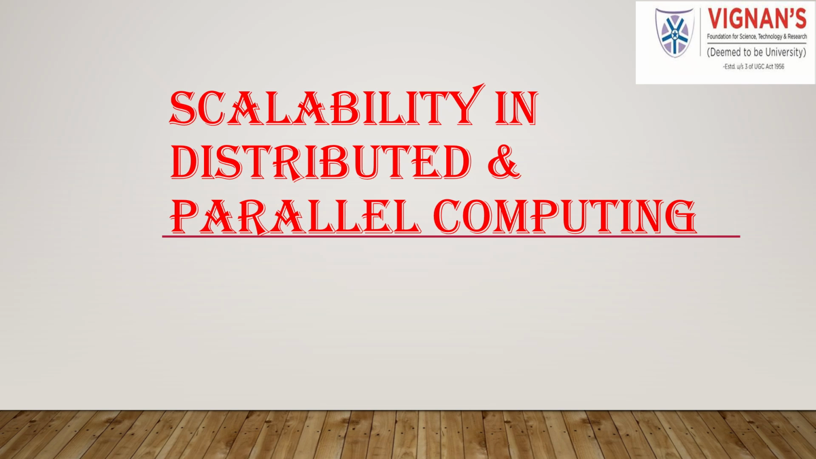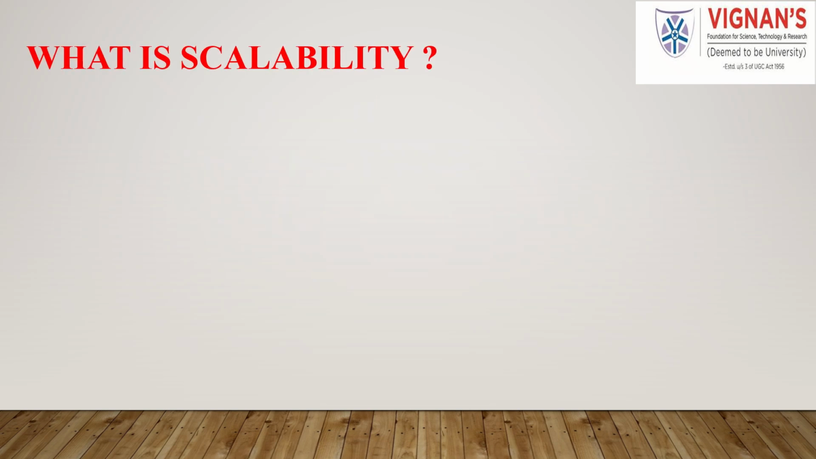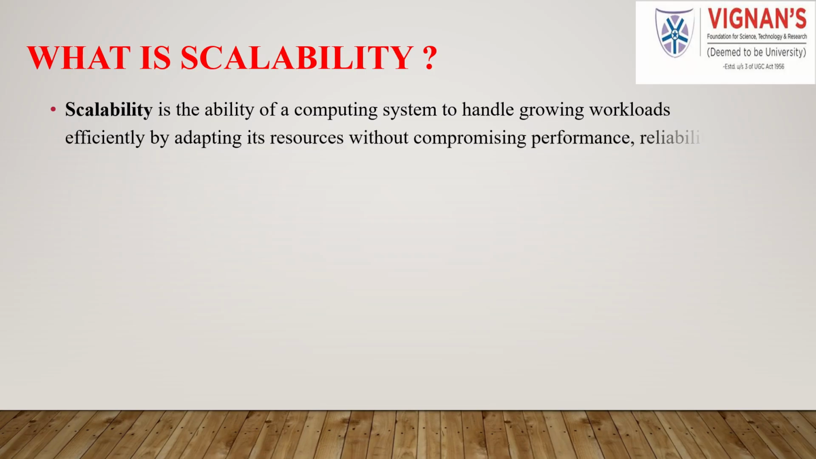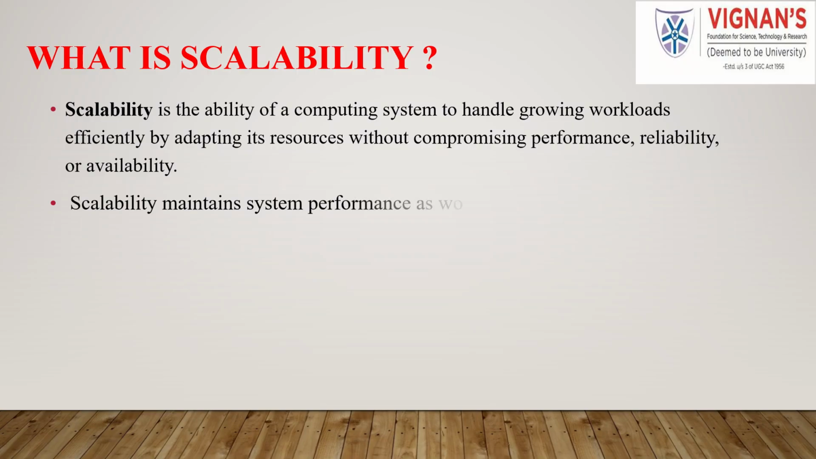Scalability in distributed and parallel computing. What is scalability? Scalability refers to the ability of a computing system to handle increasing workloads efficiently. As demand grows, a scalable system can adapt by adding resources without affecting performance, reliability, or availability. Scalability ensures that system performance remains consistent even when the number of users or tasks increases.